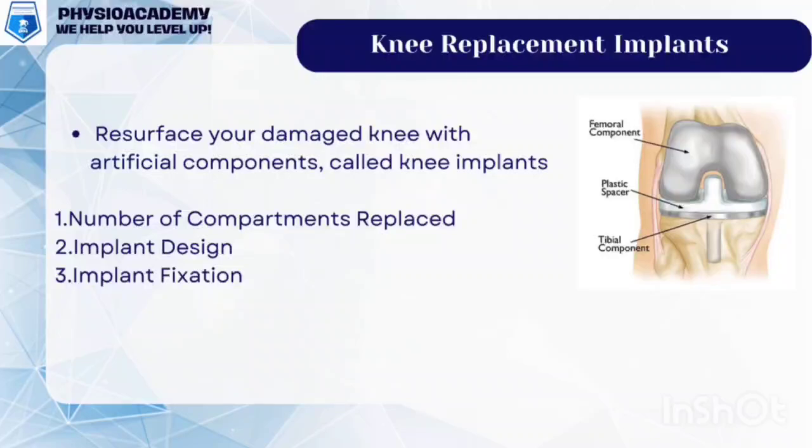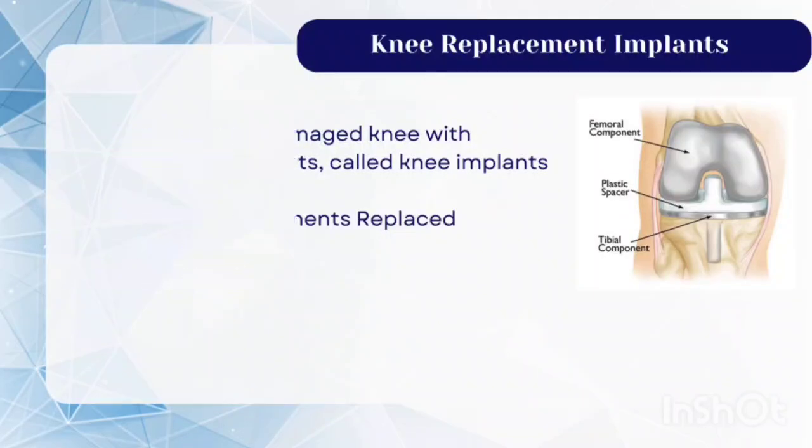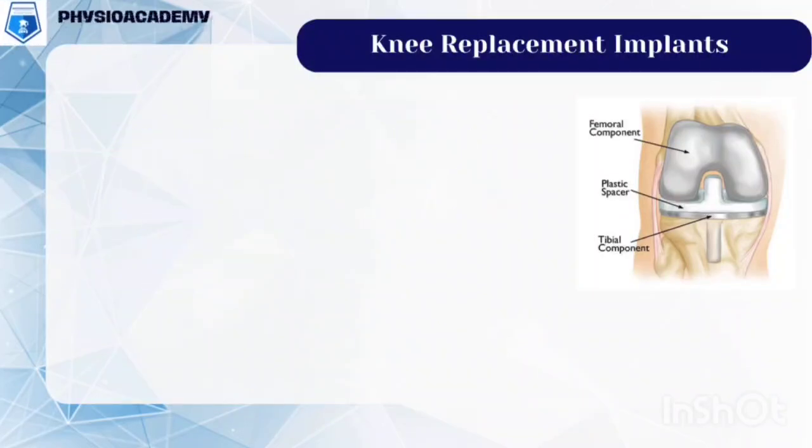Knee replacement, also called knee arthroplasty, is a surgical procedure done to resurface a knee damaged by arthritis. Knee replacement implants are the artificial components which resurface the joint for better functioning. Different classifications are used to understand the different implants in knee arthroplasty, out of which the main three are according to the number of components replaced, implant design, and implant fixation. Let us understand them one by one.